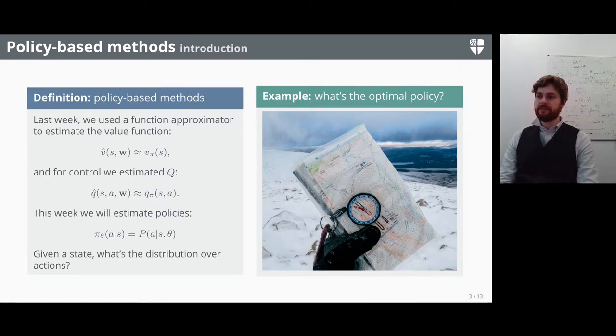But now we're going to have a different approach, where we're going to have a different function approximator that parameterizes the distribution of actions conditional on being in some state. So we say that the parameters are represented by some vector theta in this case. Last week we had w as our parameters, and this week we're going to be looking at theta. If you imagine changing those parameters, that's going to affect the distribution over which actions we take, or which actions are chosen. So instead of choosing the maximum action, we're going to be sampling from a distribution of actions.